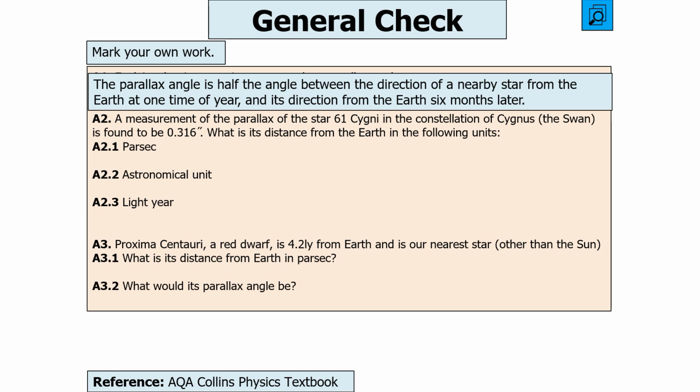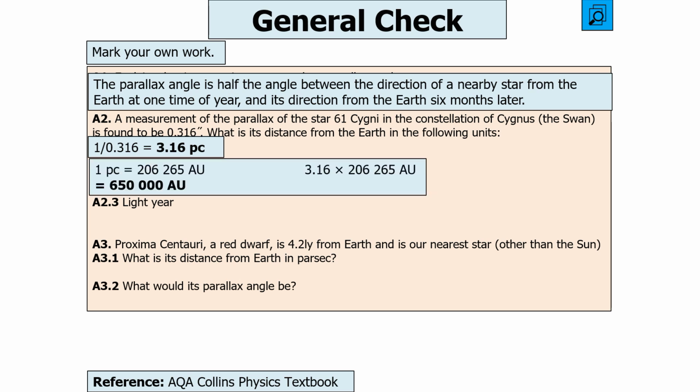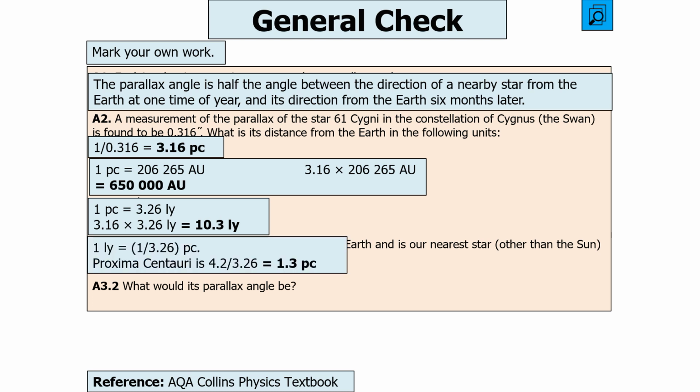Now in this next question, you've got to be able to convert from arc seconds into parsecs, and you do that by doing the distance in parsecs is 1 over the distance in arc seconds, so we get 3.16 parsecs. You've got to be able to convert between parsecs and astronomical units. There's a conversion factor given to you, so when you work it through, it's 650,000 AU, and then you've got the very famous conversion factor that 1 parsec is equal to 3.26 light years, so that works out to be 10.3 light years. Again, we can look at to work out the distance of Proxima Centauri using that particularly famous conversion factor, so it's 1.3 parsecs.